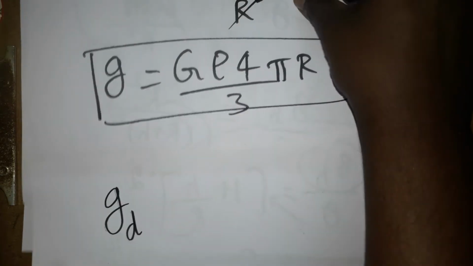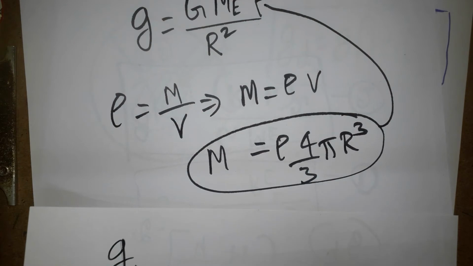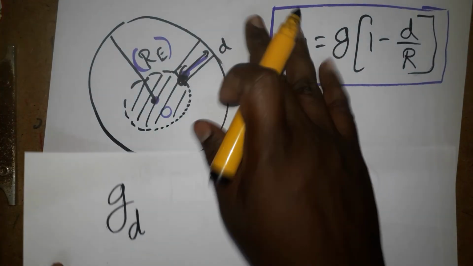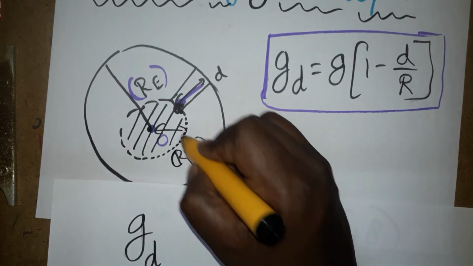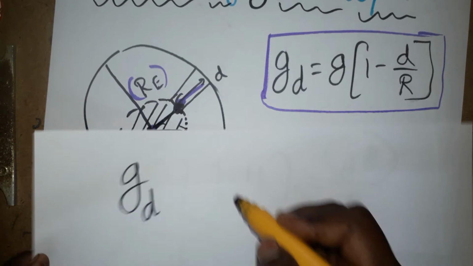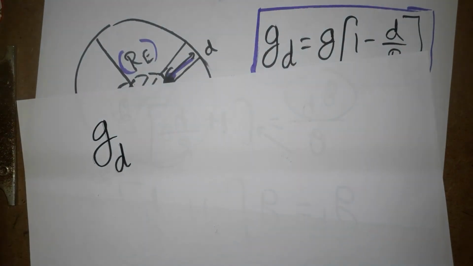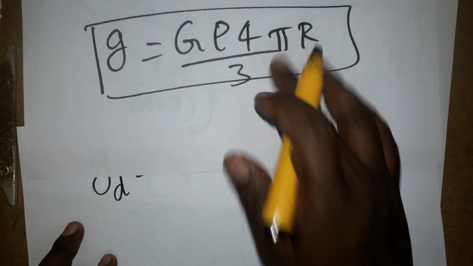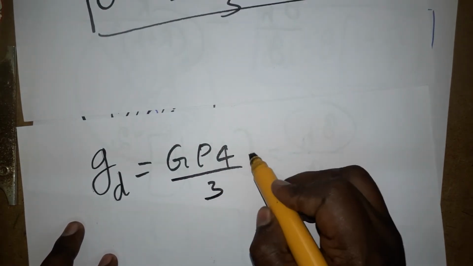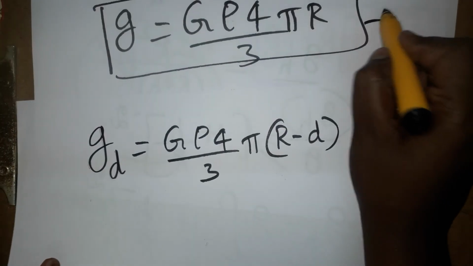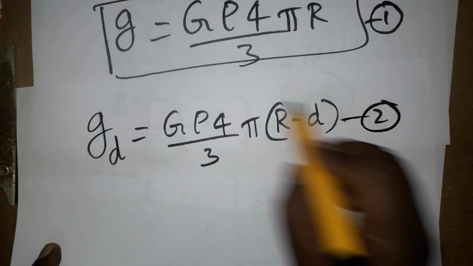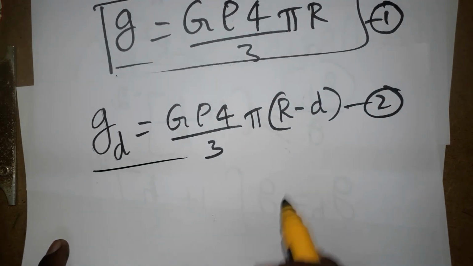See here, our radius is now going to change. On the surface it is R radius, and at depth d it is going to be R minus d. This radius is R minus d. So the same formula at depth, you can write with R minus d. It is G times rho times 4 by 3 pi times the changed radius, R minus d. Very simple. So this is equation 1 and this is equation 2: on the surface, and at depth.